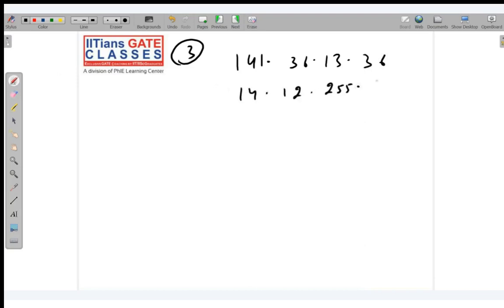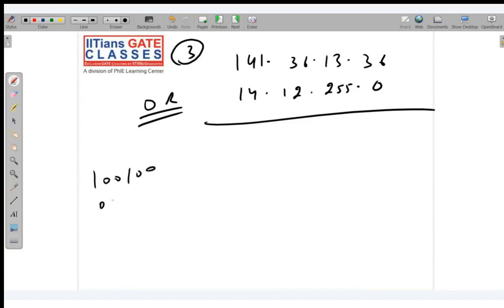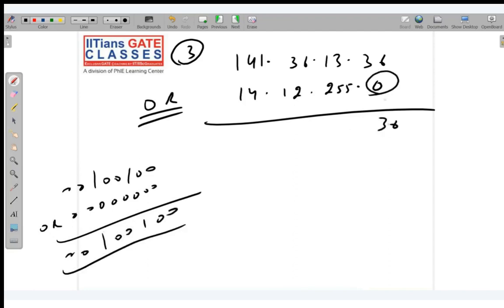Okay, so now we want to do OR. OR means if any one of its inputs is 1, the output of OR is 1. I think you know this thing. So 36 is 100100, and here we have all the zeros, 8 zeros. So if we do the OR operation, 1 or 0 is 1. You know these things, right? Sir. So finally we will get 36. So if any one of its inputs is 0, then you will get the number as it is. Okay, and here 255 and 13. No need to check 13. Here we have 255, so you will get 255. That is for sure because all ones are there.